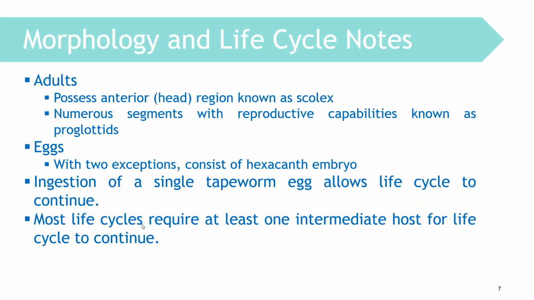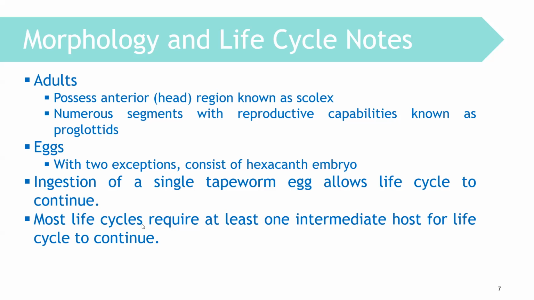Now, for the morphology of our cestodes, it is evident that cestodes, the same as nematodes, have three morphological forms: the egg, the adult, and the larvae. The adult is the one that possesses the anterior head, known as the scolex, and there are numerous segments in adults. The egg has a hexacanth embryo. And the larvae is considered the infective stage.